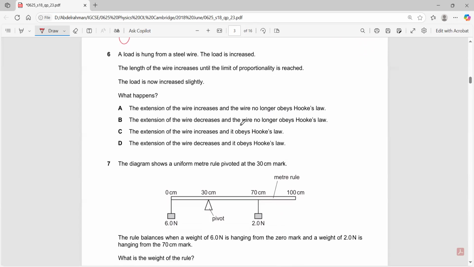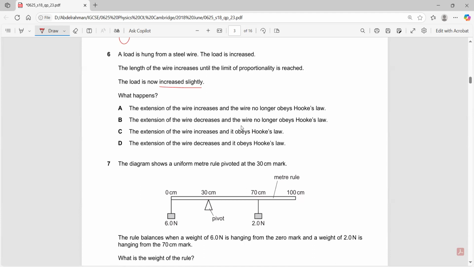A load is hung from a steel wire. The load is increased. The length of the wire increases until the limit of proportionality is reached. The load is now increased slightly. What happens when you exceed the limit of proportionality?